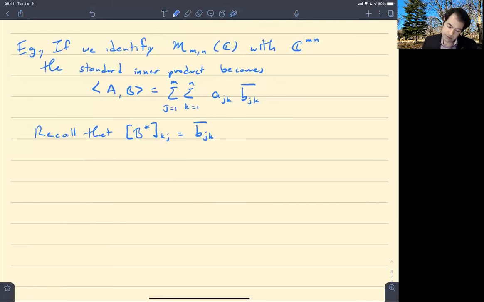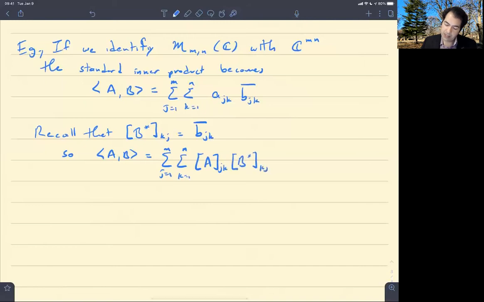So I can rewrite this inner product as the sum j goes from 1 to m, sum k goes from 1 to n of the jkth entry of A times the kj entry of B star, and that's the same as the sum j goes from 1 to n of A B star, and we're taking the jj entry, and so that's equal to the trace of A B star. And because the trace has this nice property we talked about, that's also equal to the trace of B star A.